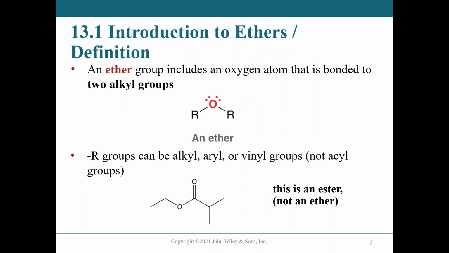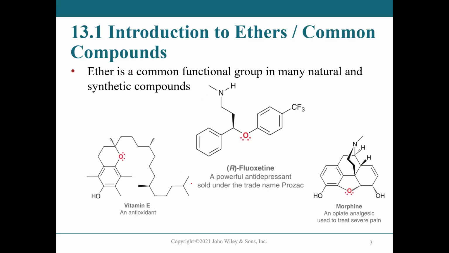It says an ether group includes an oxygen atom that is bonded to two alkyl groups. You can see them right here, R and R. R groups can be alkyl, aryl, or vinyl groups, not acyl groups. This is an ester, not an ether. You can tell it's an ester by this right here. Ethers are a common functional group in many natural and synthetic products, and they give you some examples. You can find them in vitamin E, fluoxetine, and morphine.